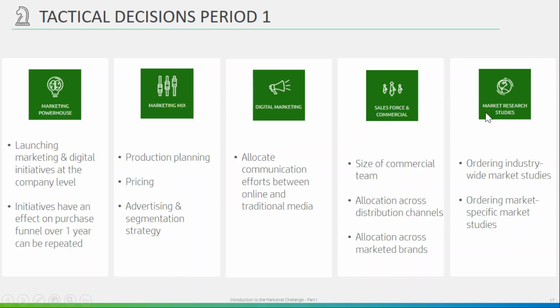Market research studies are studies you can order as part of your budget that will provide you information to help you better understand your marketing so as to make more informed decisions. Okay. So the system defaults to allow you to do only these things in period 1, but I change the settings. That way you can do some R&D and other things that we'll talk about later.